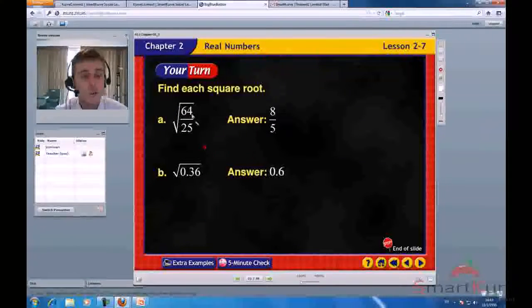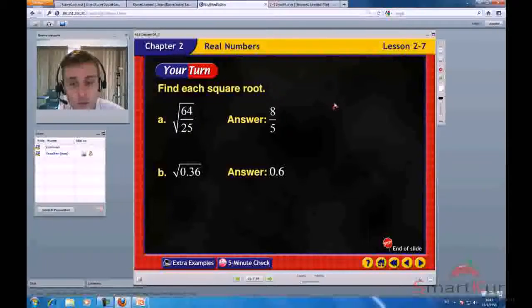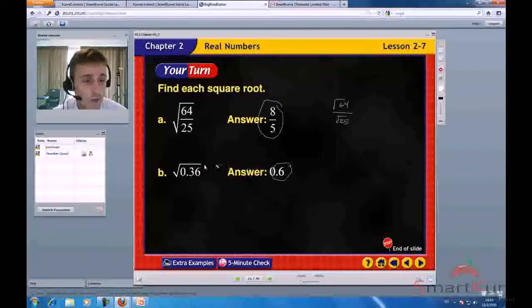Find each square root. Root 64 over 25. Well, we have the root of 64, which is 8, and the root of 25, which is 5. So 8 over 5. Root 0.36 is 0.6. 0.6 squared is 0.36.